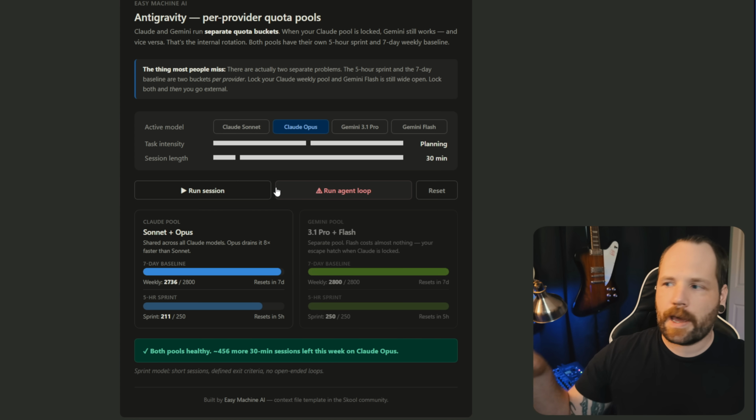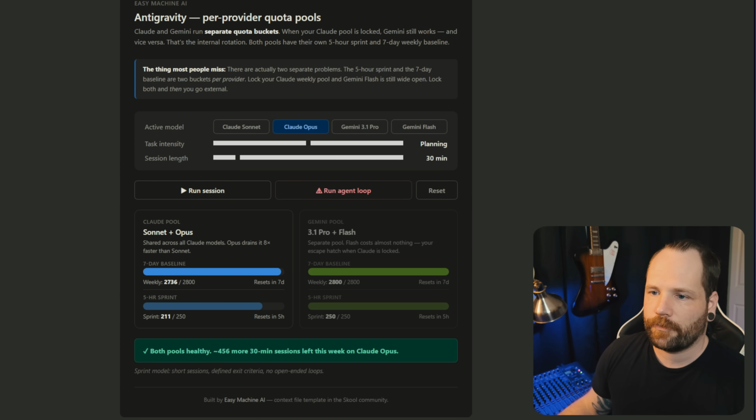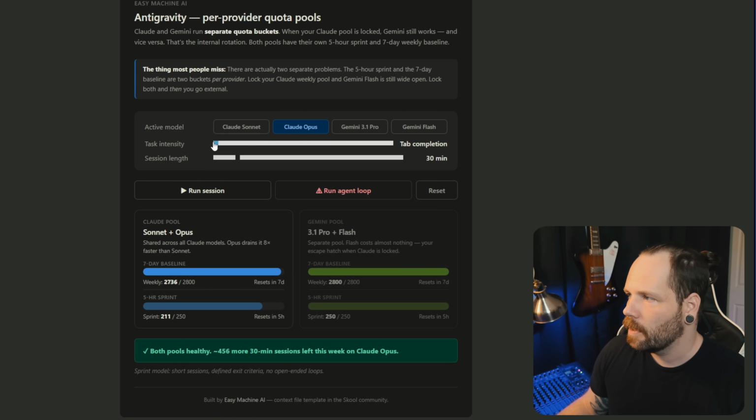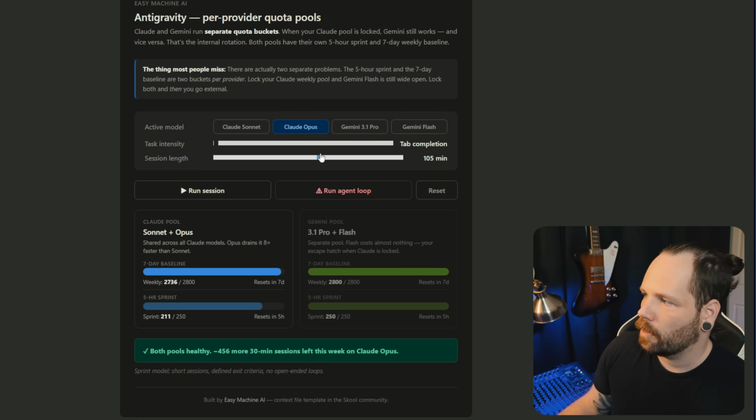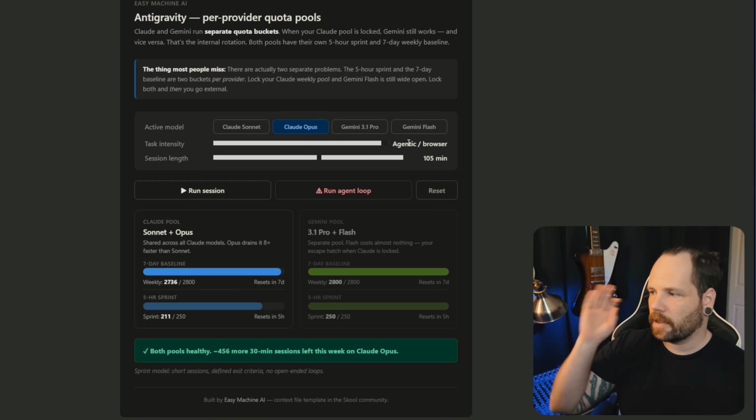Just to get a feel for this, I had Claude help me put together an asset with the information I could find to give you a rough sort of calculator to see how things work. Tab completions don't really cost much, how long you're running it, which model, all sorts of stuff. So I'll leave a link to this in the description and you can play around with this too.